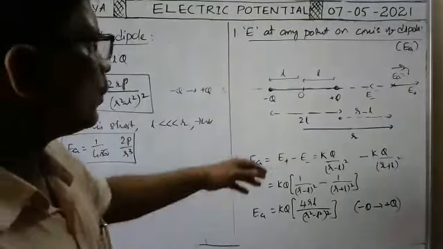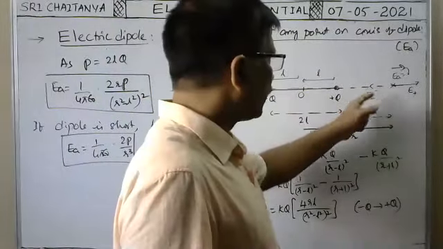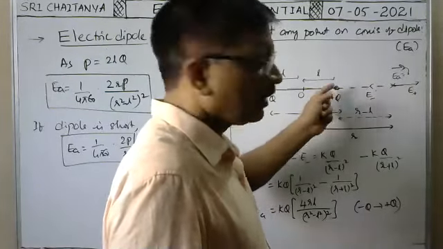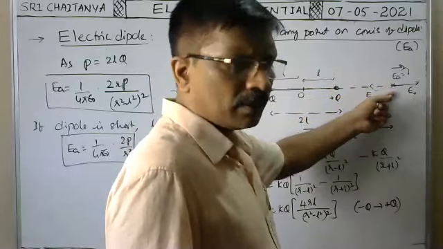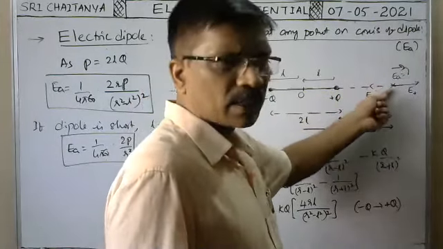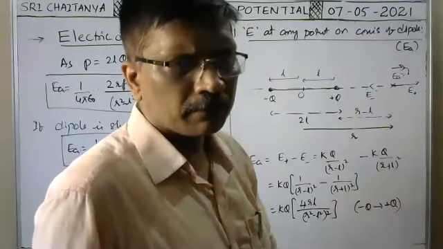E plus is small, because E plus is the intensity of electric field at this point due to positive charge. This point is nearer now. These two charges are the same in magnitude, but the positive charge is nearer to this point. That's why the intensity of electric field will be more here.